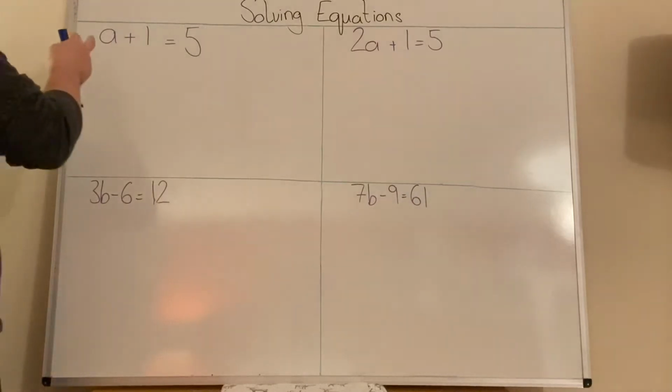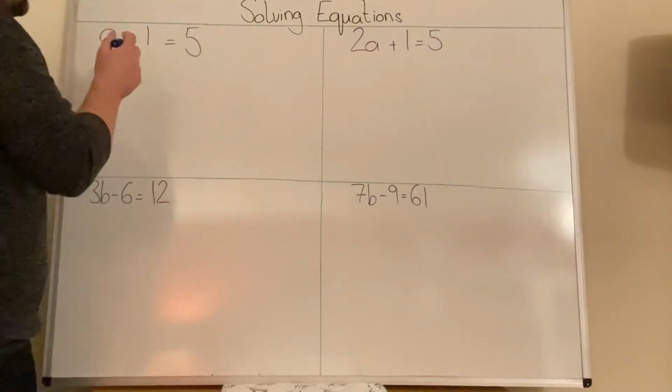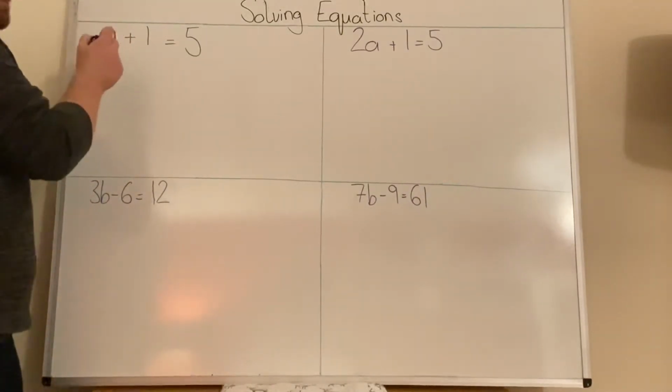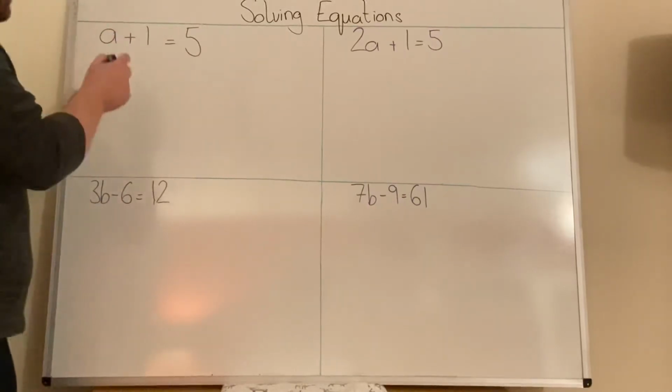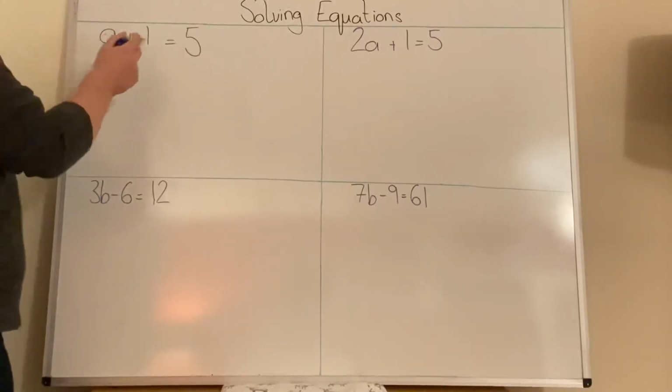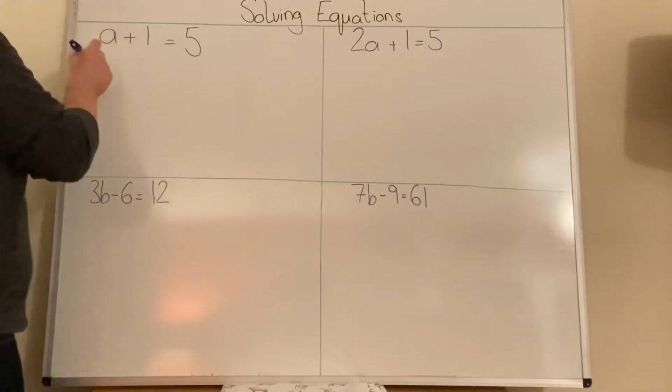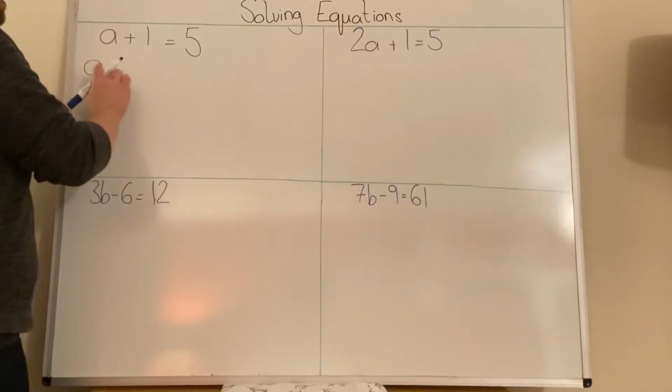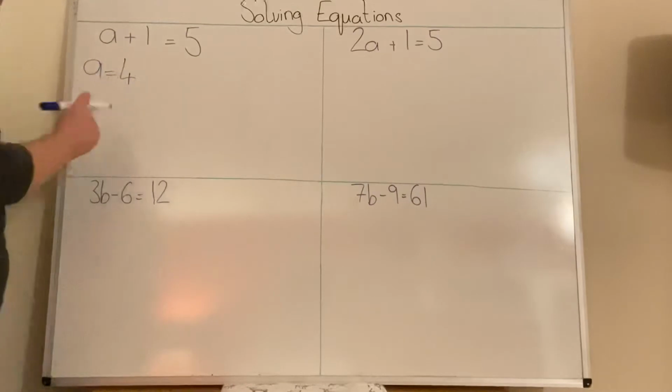On this one, I'm going to solve this. I'm going to figure out what A is. This is what we were doing last lesson. Something plus 1 equals 5. Straight away, we know that A equals 4.